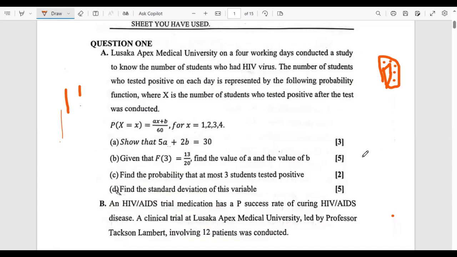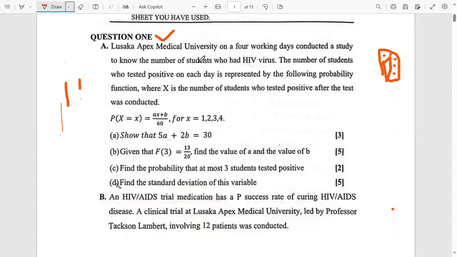Okay, so we start from question number 1. This question was direct from the tutorial sheet. They're saying Lusaka Apex Medical University, on 4 working days, conducted a study to know the number of students who had HIV virus. The number of students who tested positive on each day is represented by the following probability function, the PDF, where X is the number of students who tested positive after the test was conducted.